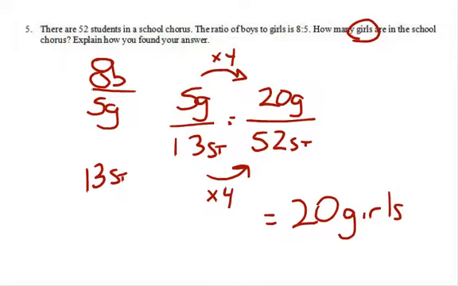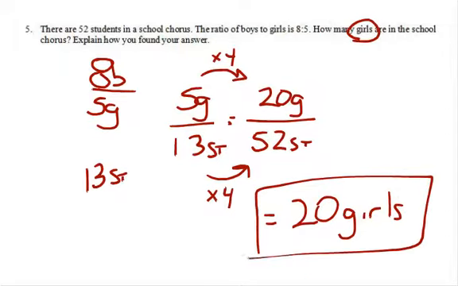Now, the question asks, how many girls? So I give the answer of 20 girls. Okay, don't forget your label. Ratios, rates especially, and unit rates have labels. Make sure you're using them.